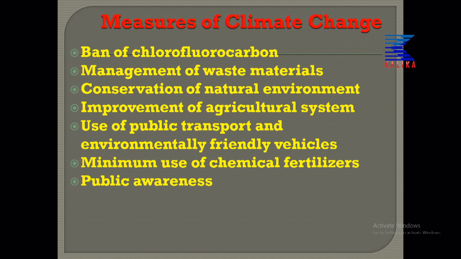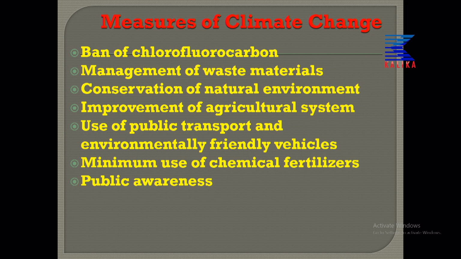Use of public transport. For example, individually using cars makes more traffic jams and more pollution of the air, releasing more carbon into the atmosphere. But if we use public transport like buses or trains, that minimizes the greenhouse gases and may prevent climate change.